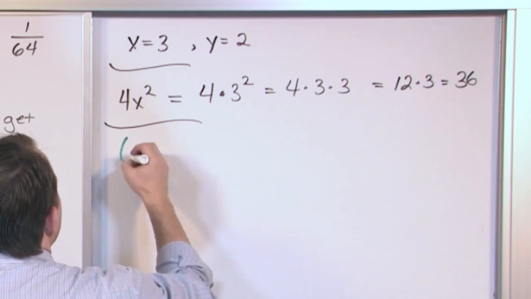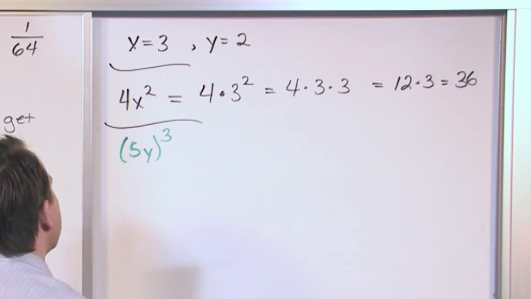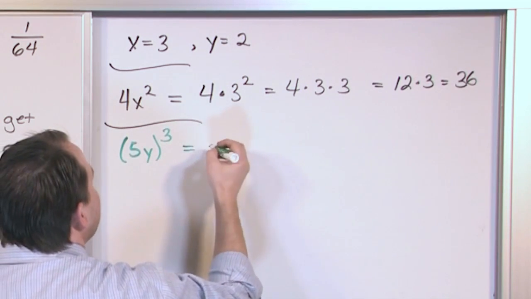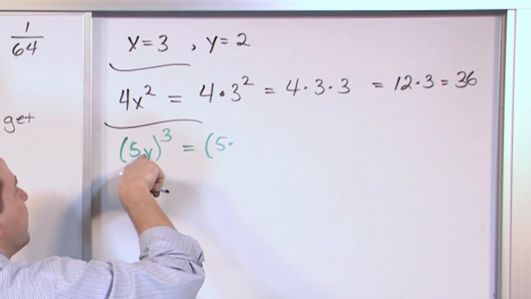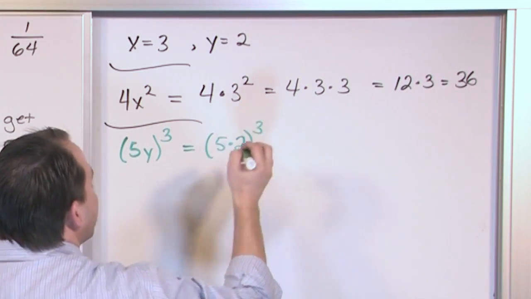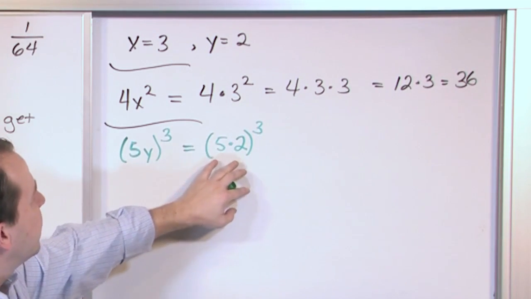is say, what about 5y raised to the third power? How do we do that? Well, we know that y is equal to 2. So let's go ahead and put it in there. 5 times, remember this is an implied multiplication because they're sitting next to one another, 2 raised to the third power. So what we need to do is evaluate this and figure out what this is equal to.